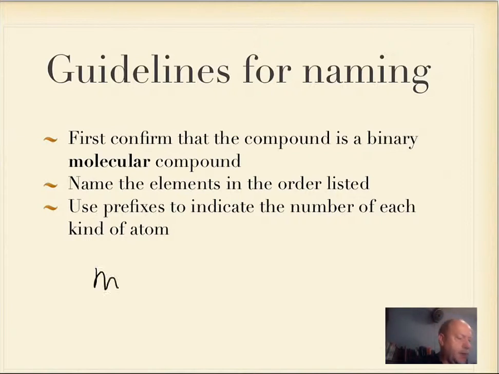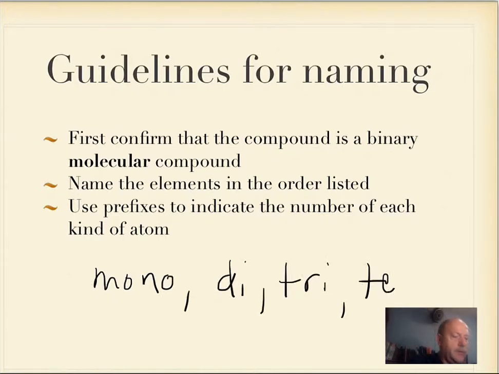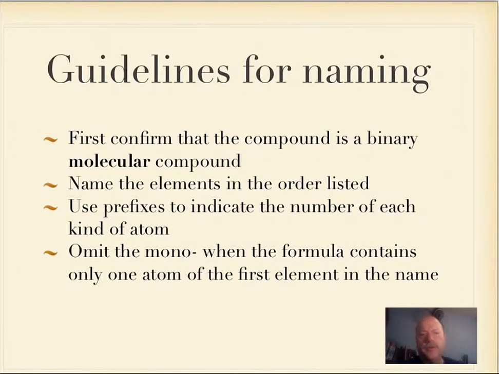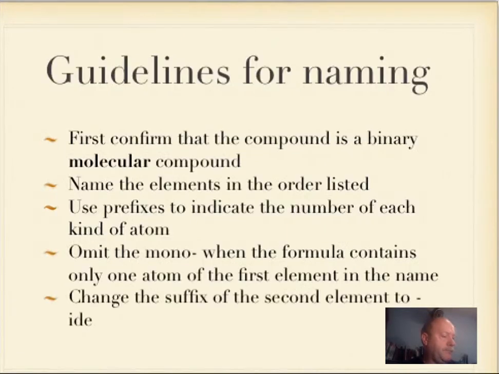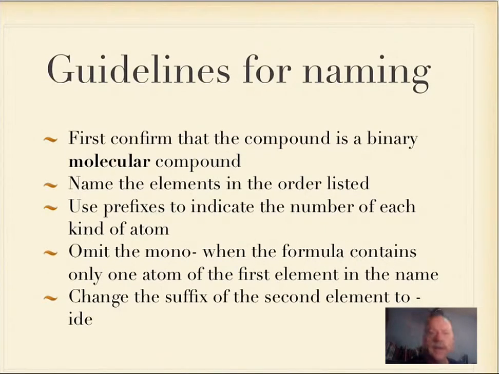So once again, mono, di, tri, tetra, penta, and so on. So be familiar with those. Make sure you understand what those terms mean. If the first one is only 1, then we don't put mono in on that one. We don't write in mono if the first one has only 1. If the second one has 1, then we put it in. And then, just like everything else, we're going to change the suffix of the second one to end in IDE.